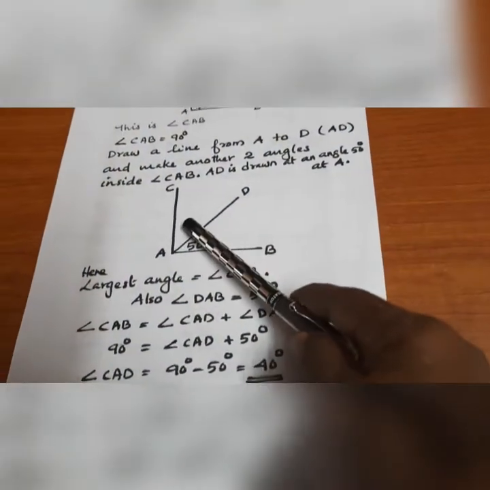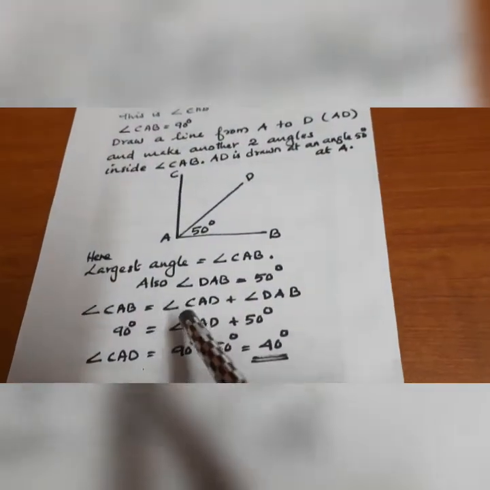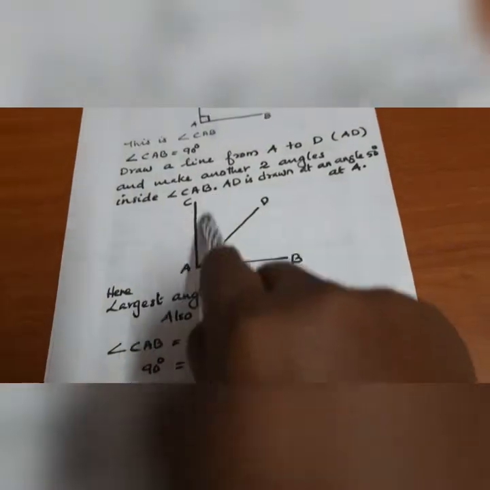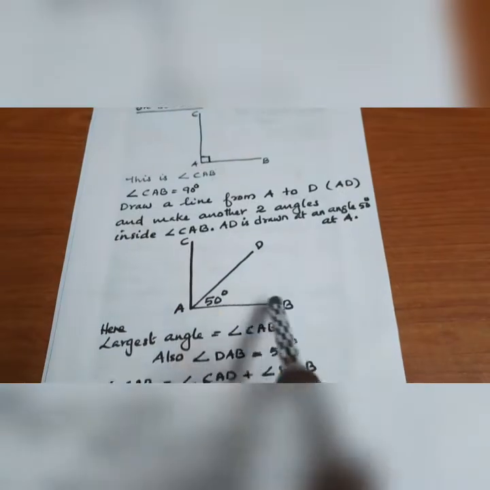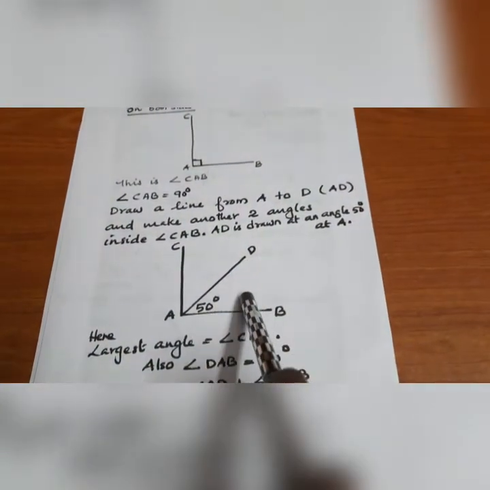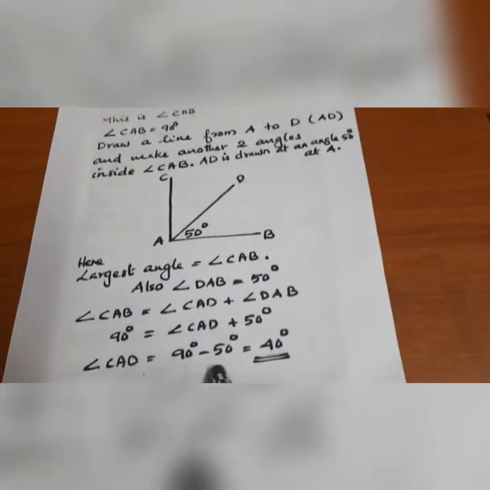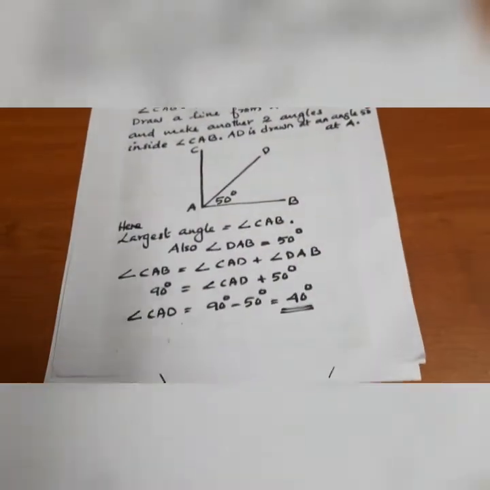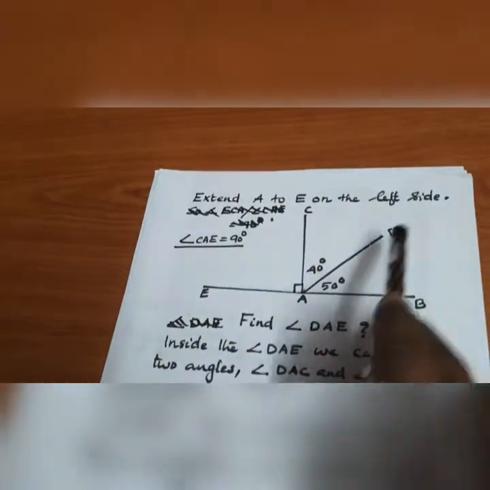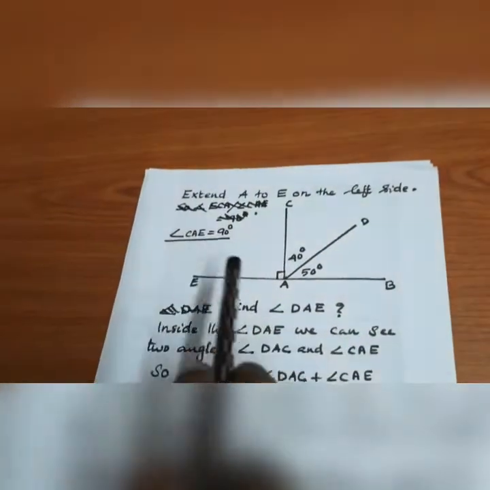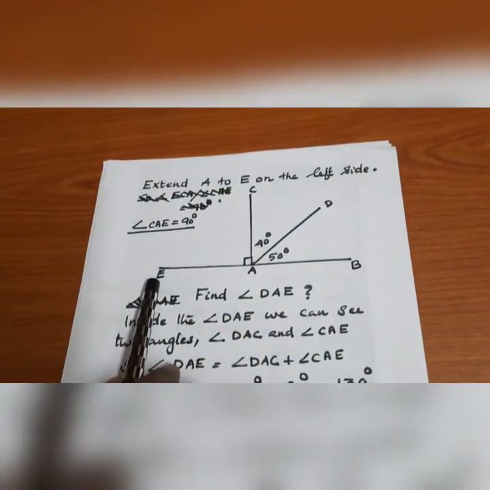Then to find the other smallest angle, subtract 50 degrees from 90 degrees. Because 90 degrees is the largest angle and one of the smallest angles is 50 degrees, therefore the other smallest angle is equal to 90 degrees minus 50 degrees, that is 40 degrees. We find angle CAD.